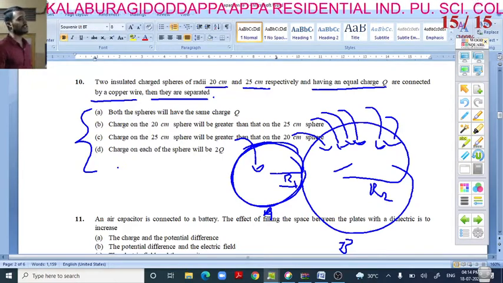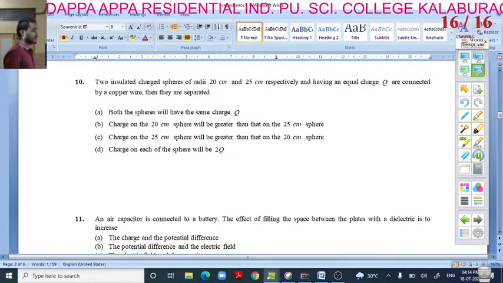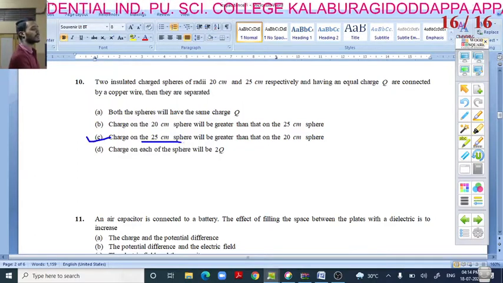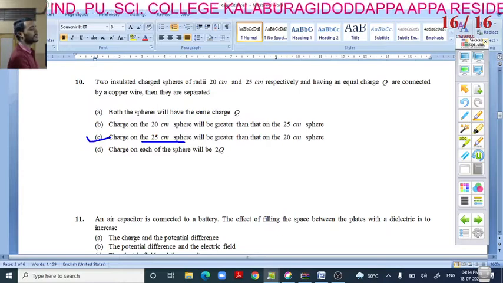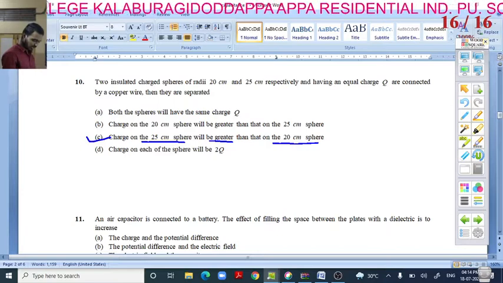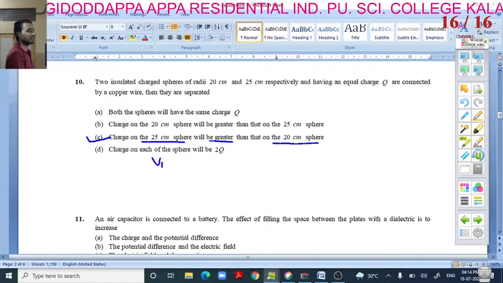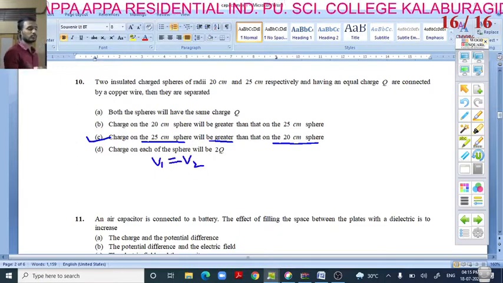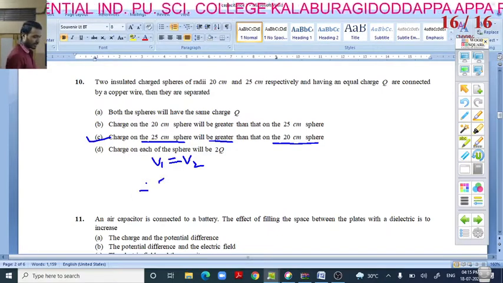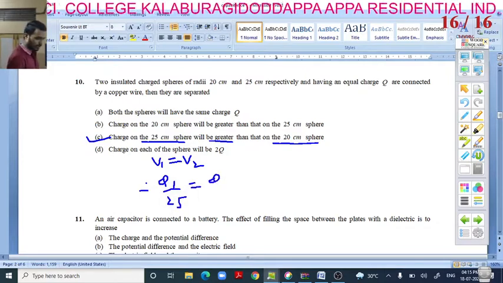By discussion we can say this, and by the relation also we can discuss this. So by this discussion, the option is: charge on the 25 cm sphere will be greater than that on the 20 cm sphere, because the radius is larger. Along with that, after connecting, V1 and V2 are both equal, so it becomes V only. So I can write Q1 by R1, R1 meaning 25, equals Q2 by 20.